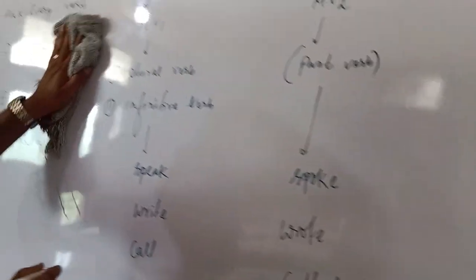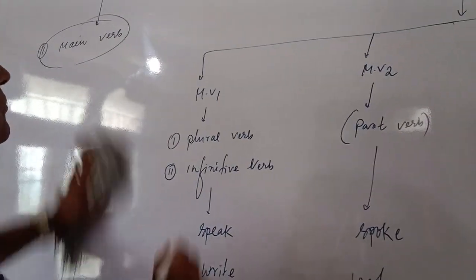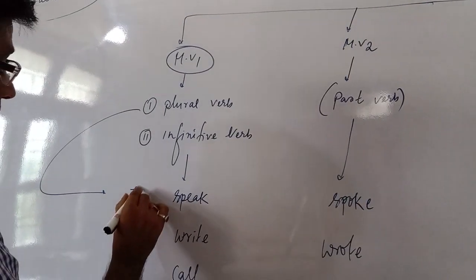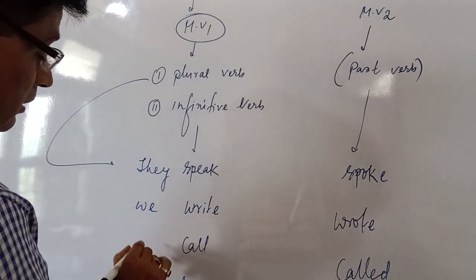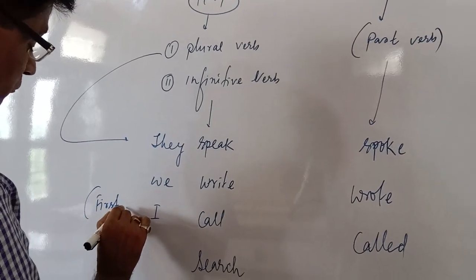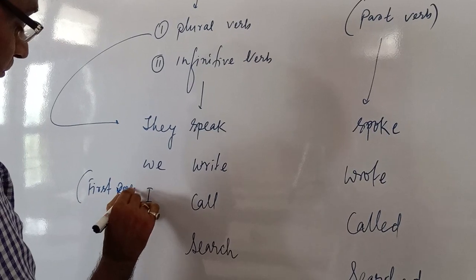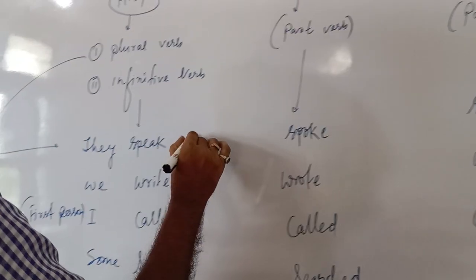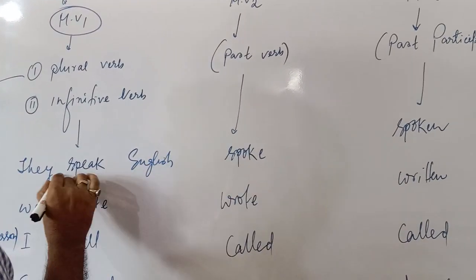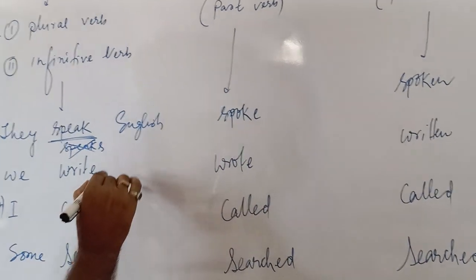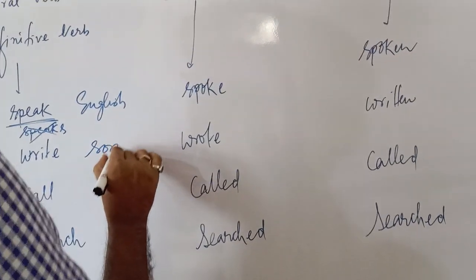How to use these forms of verb? As I said, main verb 1 is the plural verb. Plural means if you take a plural subject: they, we, and I is the first person. With the first person you always have to use the plural form of verb. They speak English. So this form will be applied. If you write speaks, it will be wrong. We write something.